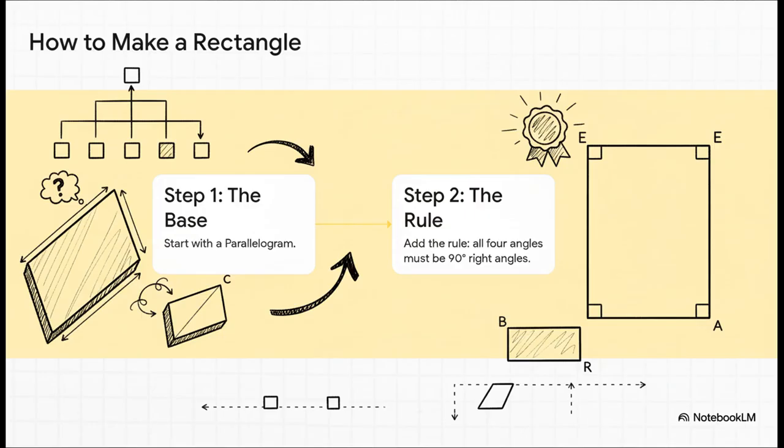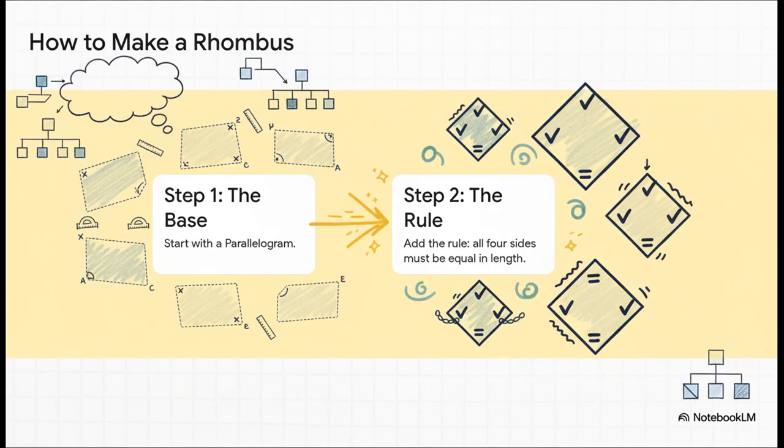So what happens when a parallelogram decides to get a little more specific? Well, first up, let's meet the rectangle. It takes all those standard parallelogram traits we just talked about, but it adds one very strict new rule for itself. All 4 of its angles have to be perfect 90-degree right angles. Now, the rectangle's sibling is the rhombus. It also starts out as a parallelogram, but it decides to specialize in a totally different way. The rhombus doesn't really care about having perfect right angles. What it insists on is that all 4 of its sides must be the exact same length.